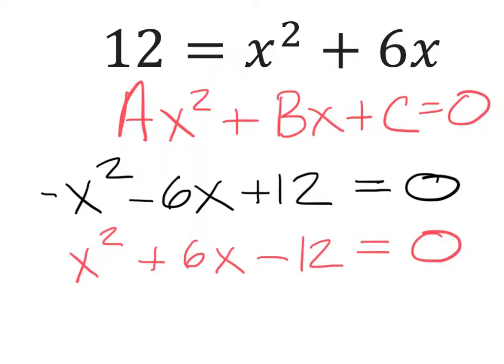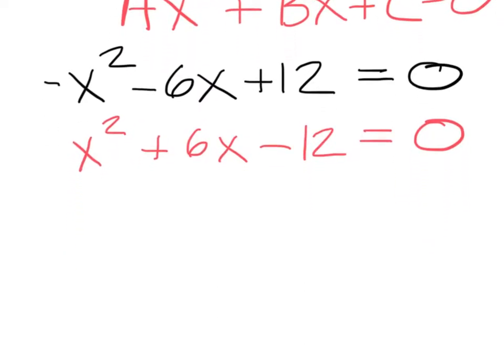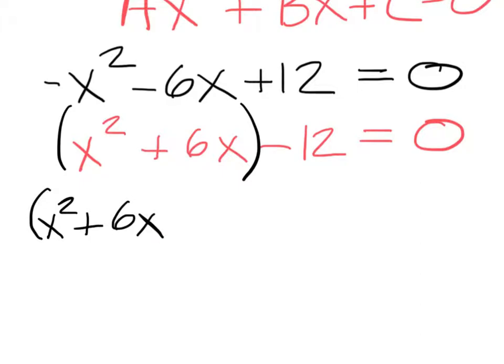Okay, we want to solve this by completing the square. So I must group these two items first. I have x squared plus 6x. What is half of 6? 3. What is 3 squared? 9. If I add 9 in that quantity with nothing multiplied outside of it, then what must I do outside of it? Subtract 9.